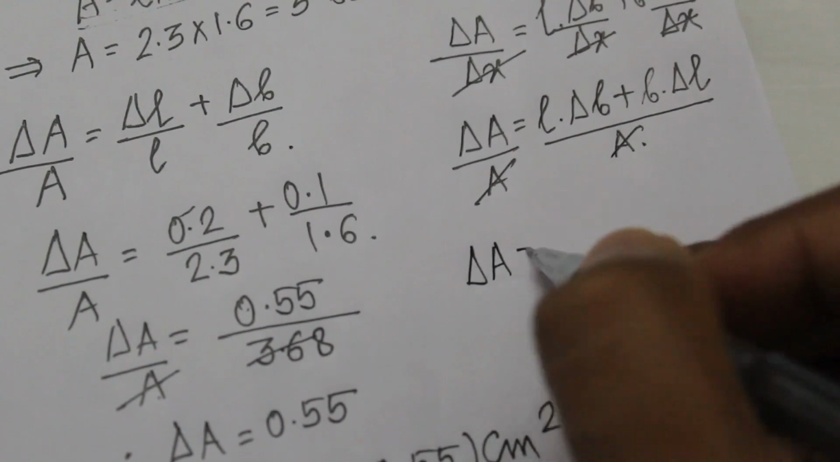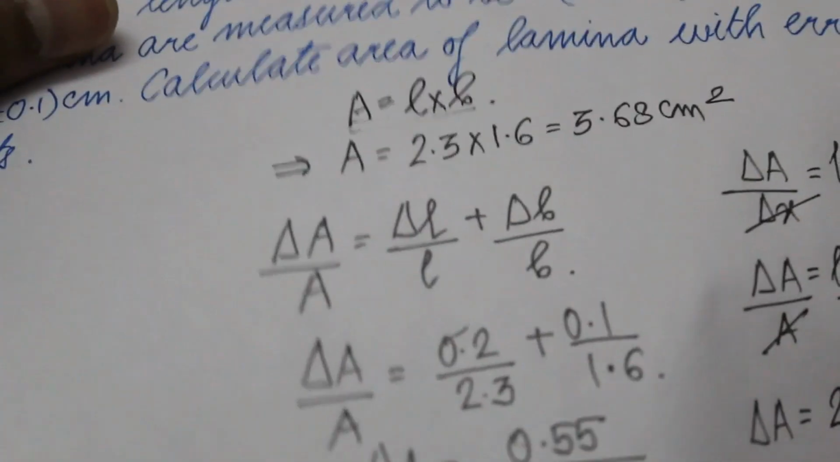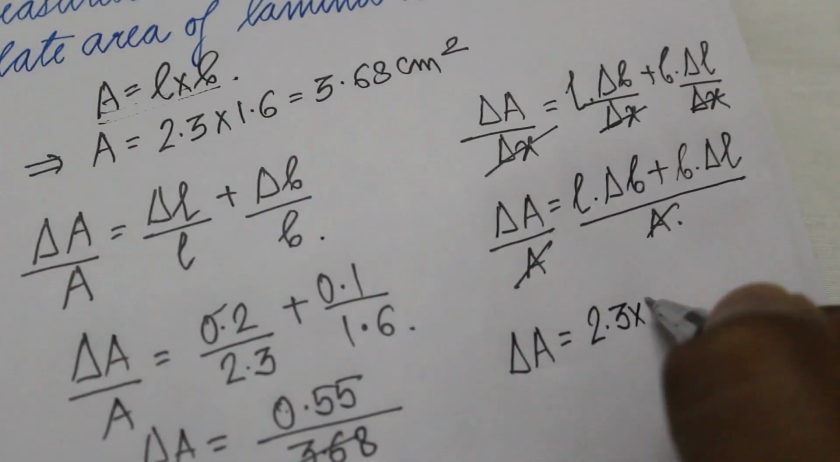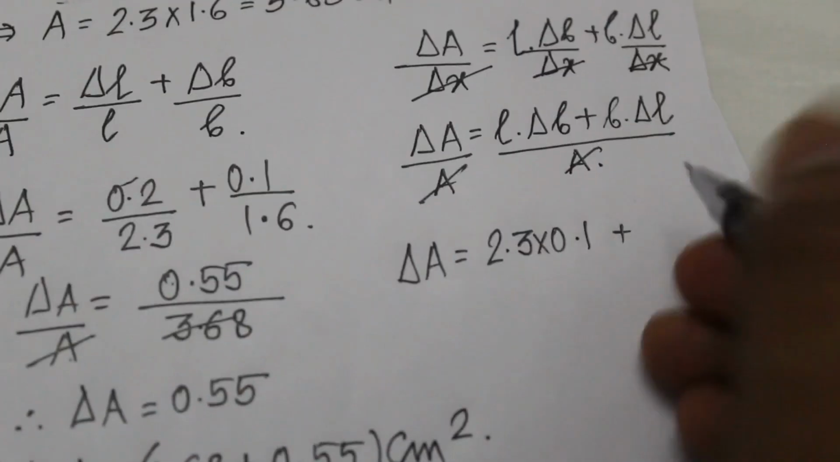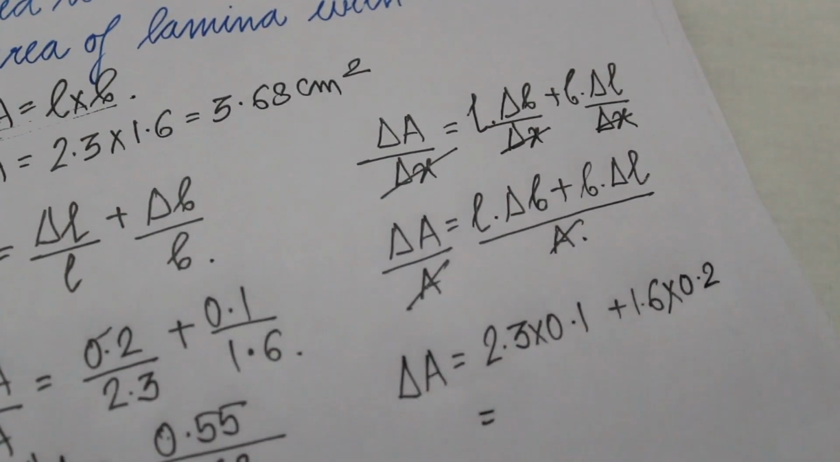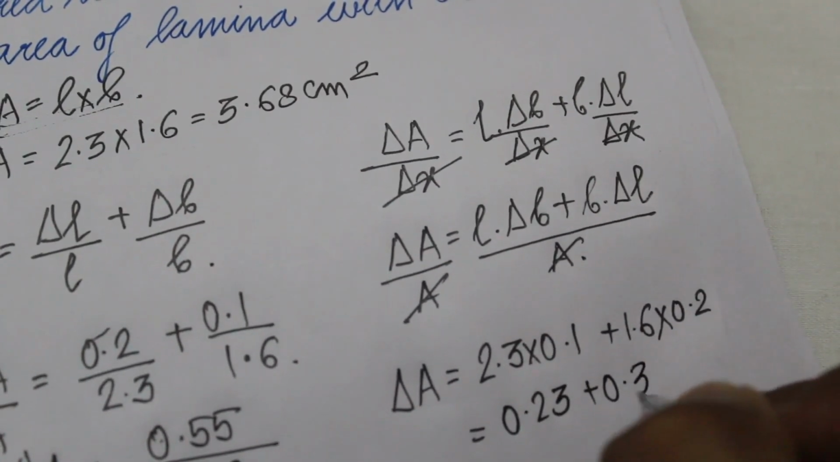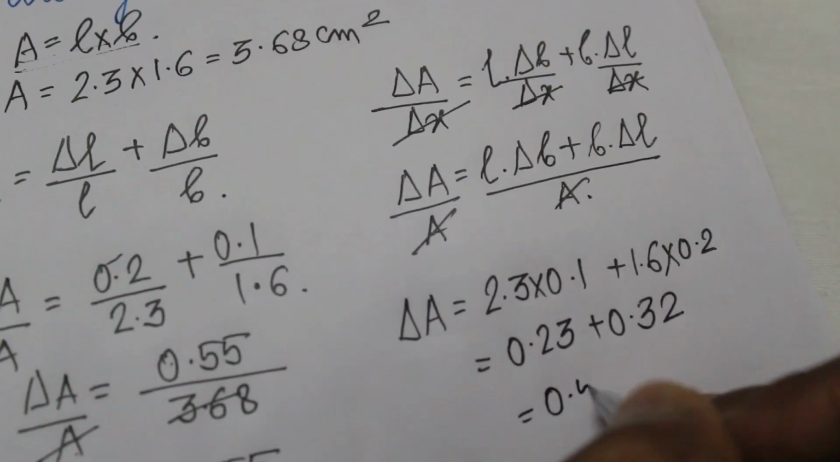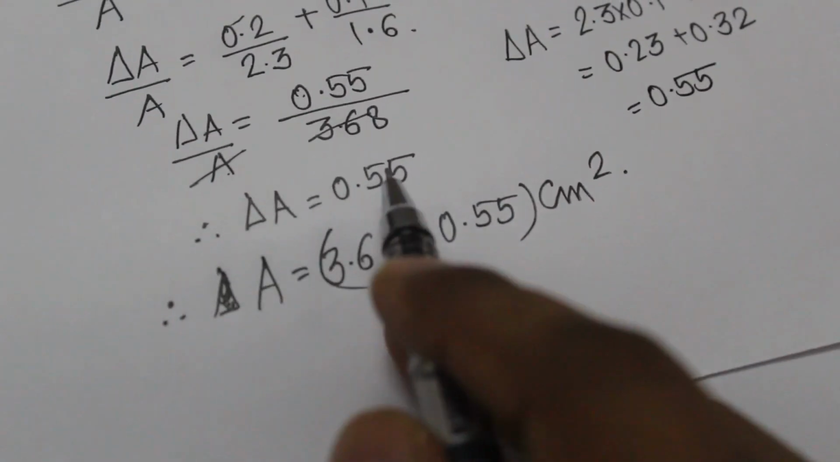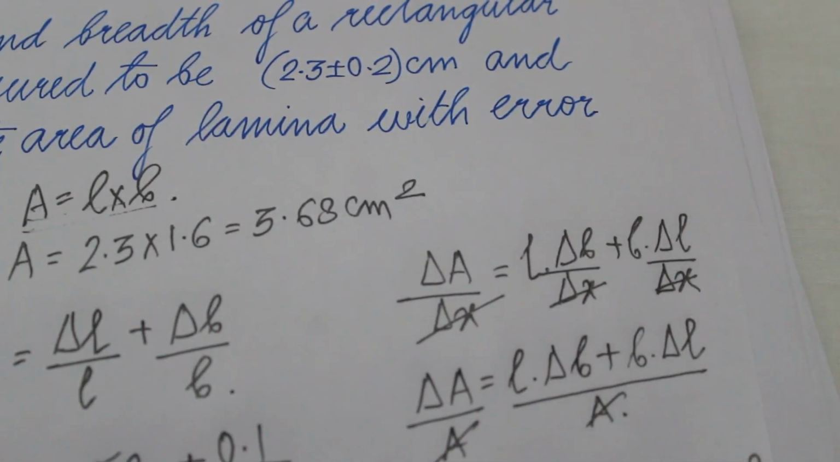Let's cancel out this A again. So delta A will be equal to L, length is given by 2.3, into breadth, that is change in breadth or the error in breadth, plus breadth, that is 1.6, into error in length, that is 0.2. Solving we get 0.23 plus 0.32, which is equal to 0.55, and this is what we got by using the formula. So by using the concept of differentiation also you can find out the error.